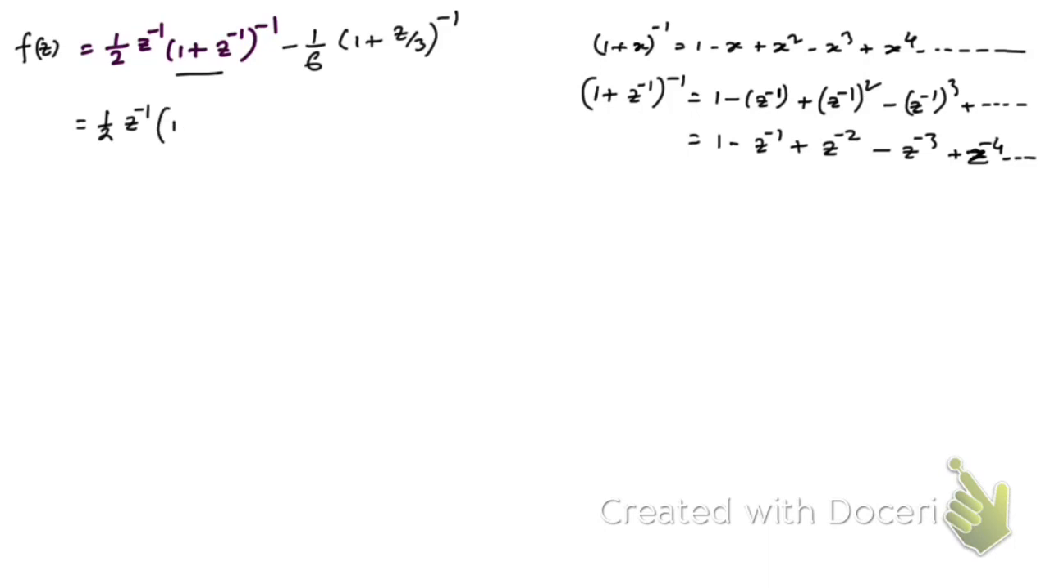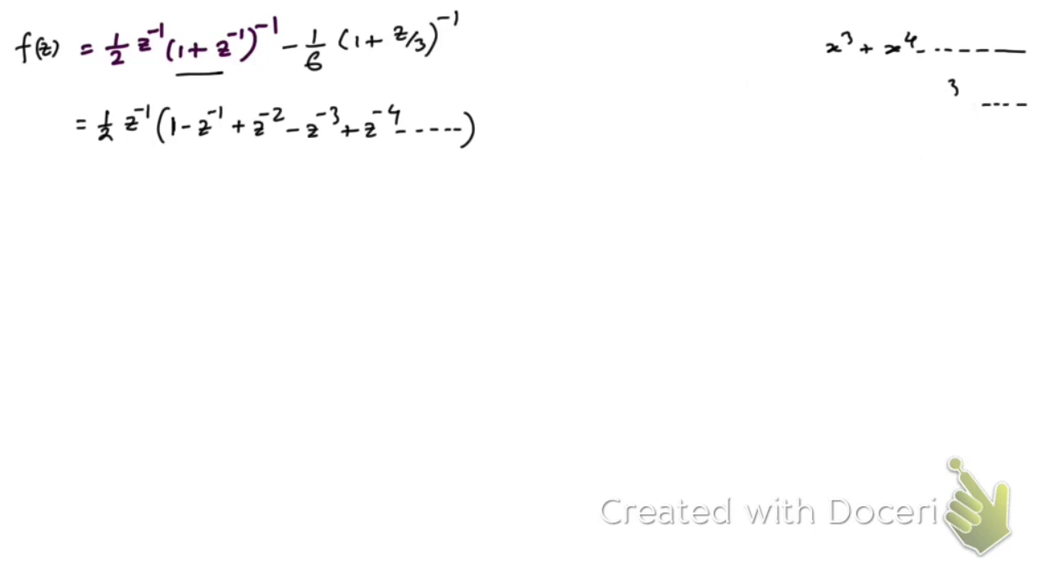So let me write here, 1 plus, sorry, not plus, minus. So 1 minus z to the power minus 1 plus z to the power minus 2 minus z to the power minus 3 plus z to the power minus 4, then minus dot dot dot and so on. Then again, let me clean these things. So hope you have understood this.